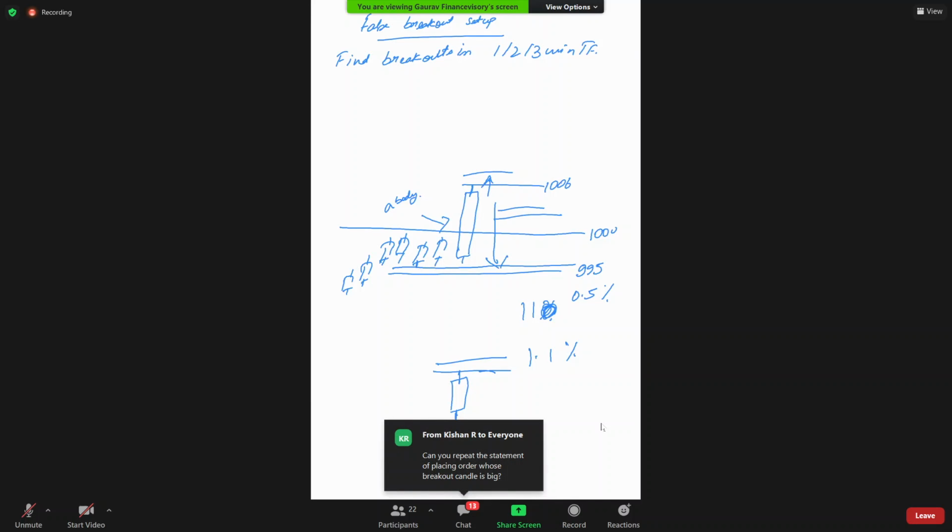Can you repeat the statement for placing an order when the breakout candle is big? Always plan your exit before planning your entry, because stop loss is what matters the most. How much you can afford to lose to win that much money is what matters. I hope you will always want to lose less and earn more.